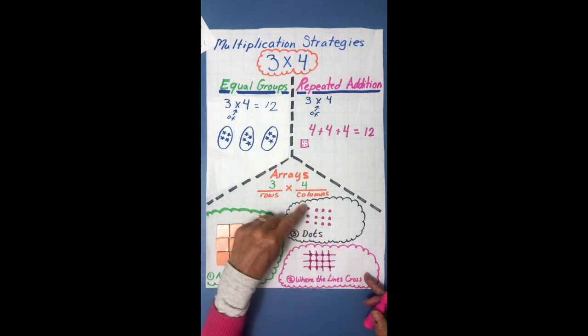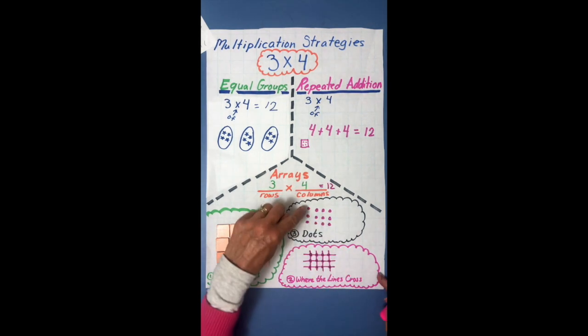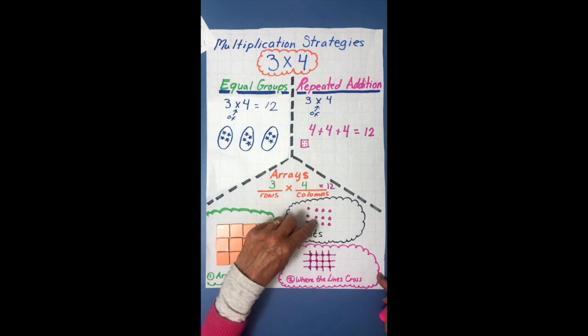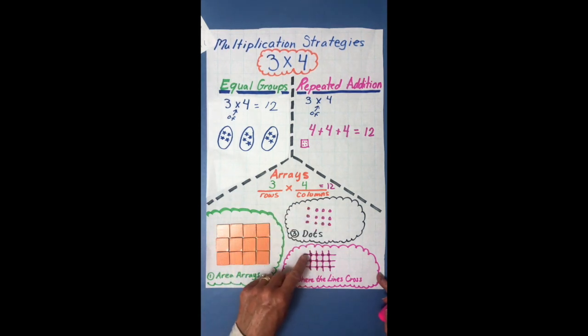So the total here should equal 12 because we always find out 3 times 4 equals 12. Let's see if it does. 1, 2, 3, 4, 5, 6, 7, 8, 9, 10, 11, 12. This one became 12. 3, 6, 9, 12. And this one too. 3, 6, 9, 12. And it doesn't matter which way I go, I'll always get 12.